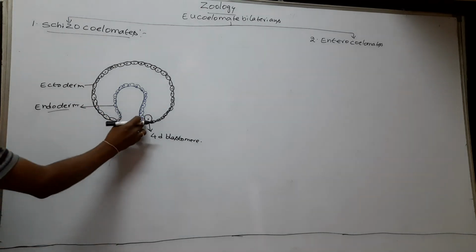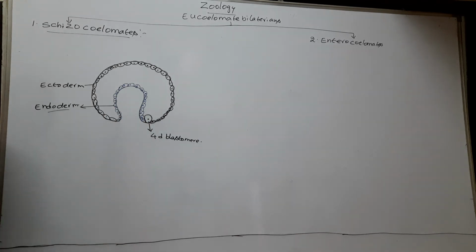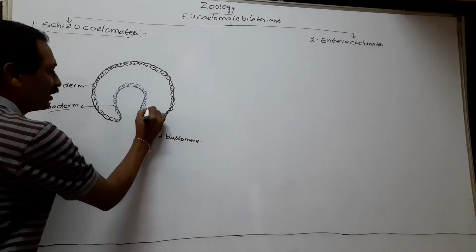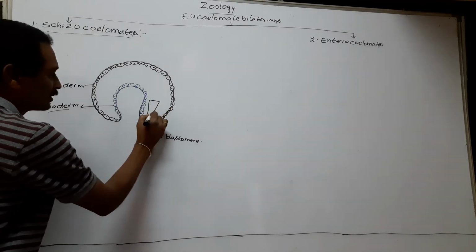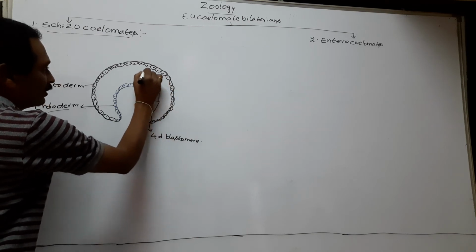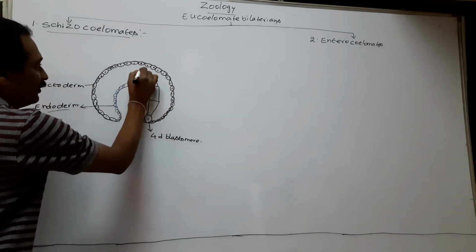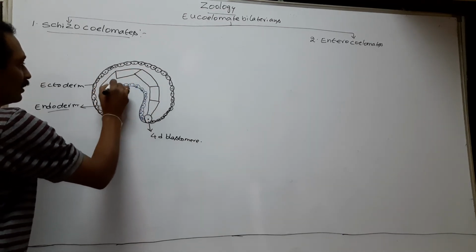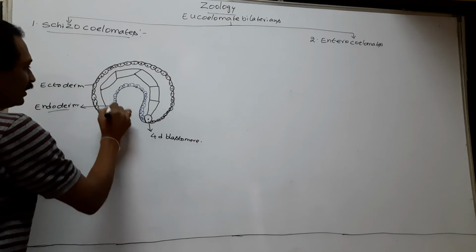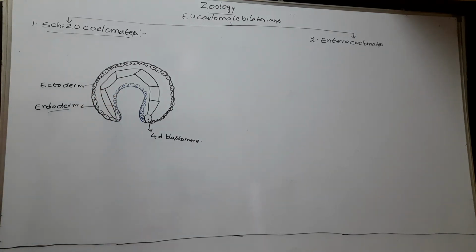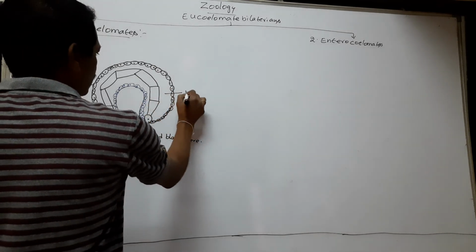Later, the 4D blastomere divides and produces mesodermal blocks between the ectoderm and endoderm in the blastocele. This is the blastocele.